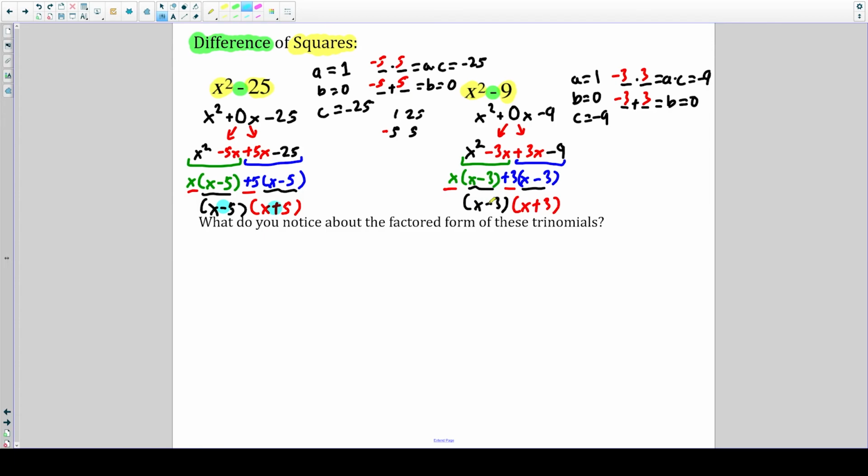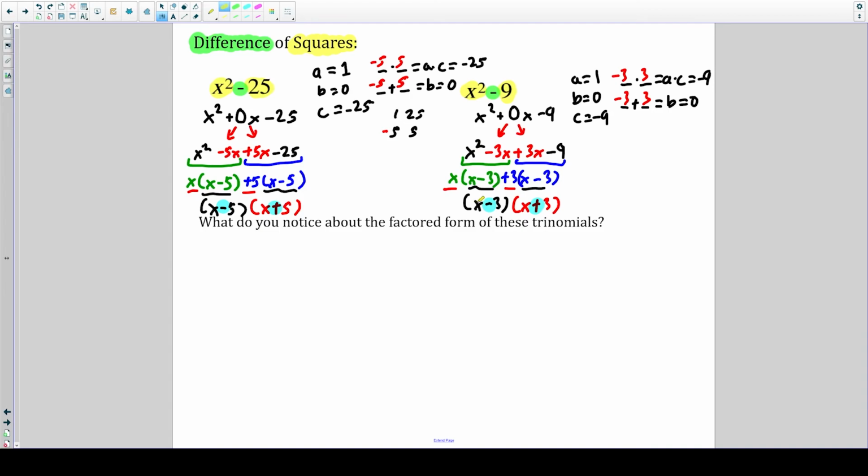Once again, we notice that the only difference between these two factors is the plus and the minus sign. Now take a look at the factors of your difference of squares here. In both situations, what do you notice? What are some relationships that you see forming between the factors here along with the original polynomial?